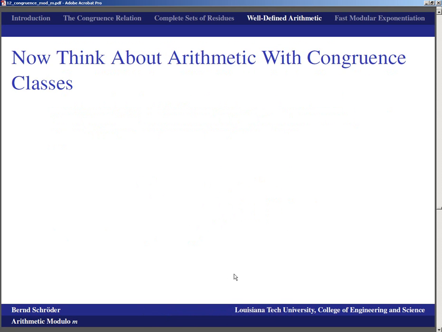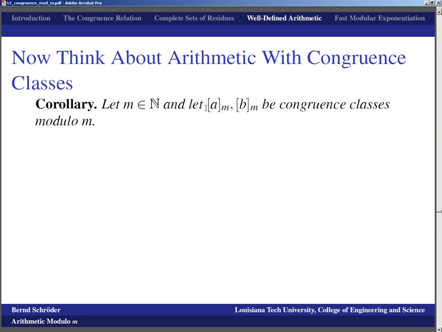Okay, and now we can start thinking about arithmetic with congruence classes. So basically, and here's where in this class we're not going to talk that much about congruence classes, but we could say if a sub m and b sub m are the congruence classes modulo m of a and b. So this is the set of all the numbers that are equivalent to a modulo m, and this is the set of all the numbers that are equivalent to b modulo m.